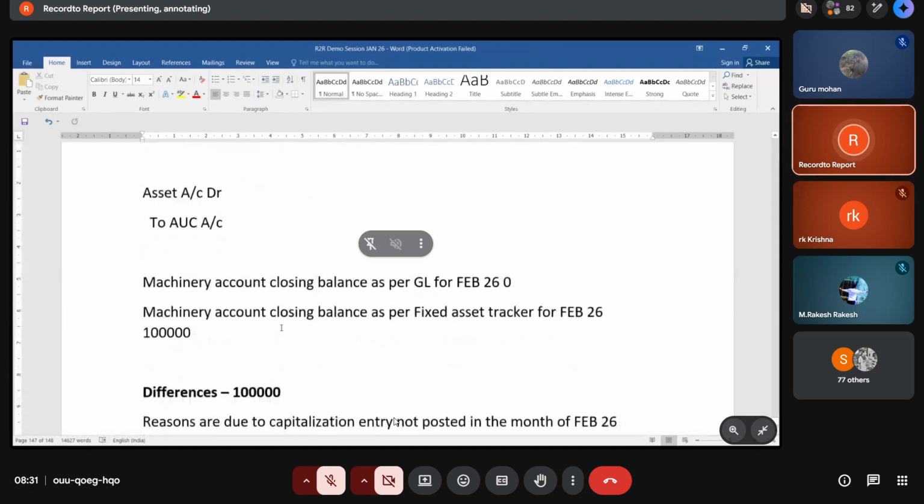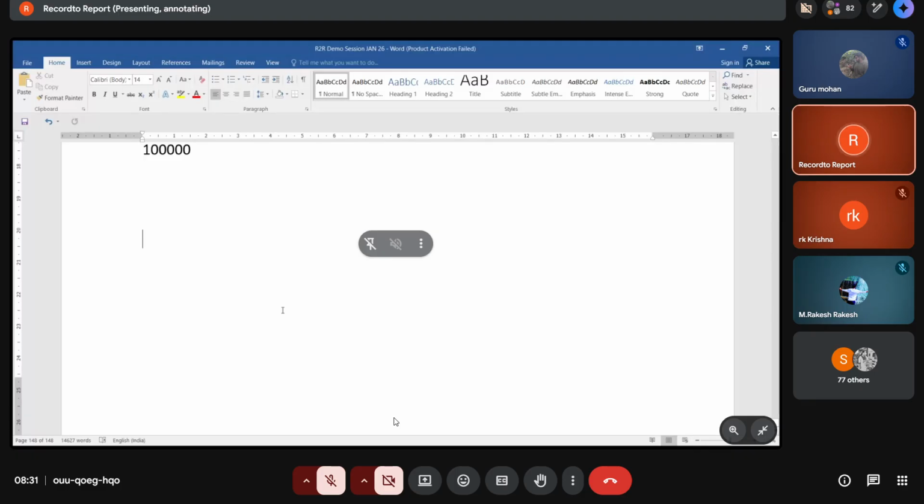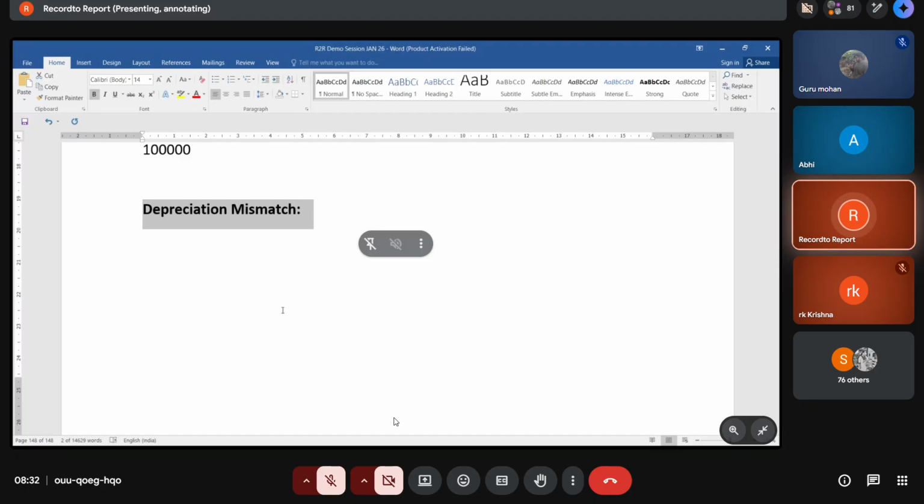So the next is depreciation mismatches. See guys, nowadays depreciation is not done manually. It is an automated process. So what are the reasons for depreciation mismatches? The main reason is, for example, you need to update the date of capitalization. Depreciation will be calculated based on the asset capitalization date.